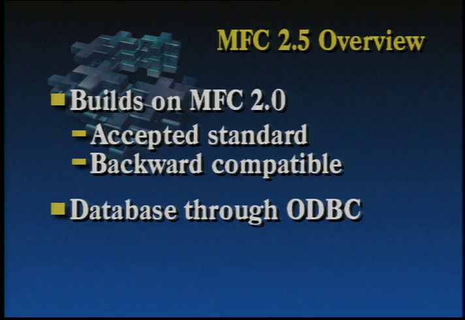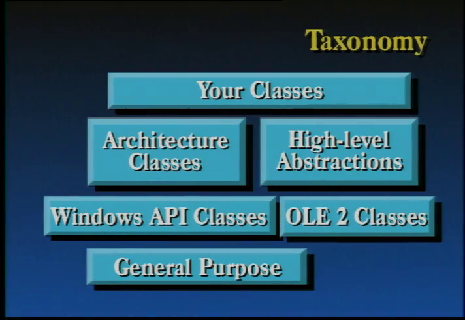The primary new features of MFC 2.5, of course, are our database support through ODBC and our OLE 2 support. I'll show you a little bit about that later on. Another way of looking at the functionality inside of MFC is to look at the different components, the different subsystems inside of MFC. This diagram illustrates that we have a layered approach, building on top of our general purpose classes, our Windows API classes, adding all the architecture and the high-level abstractions on which you add your code. So let me go through each of these categories and describe the kind of classes and functionality we have provided to you in the Microsoft Foundation classes.